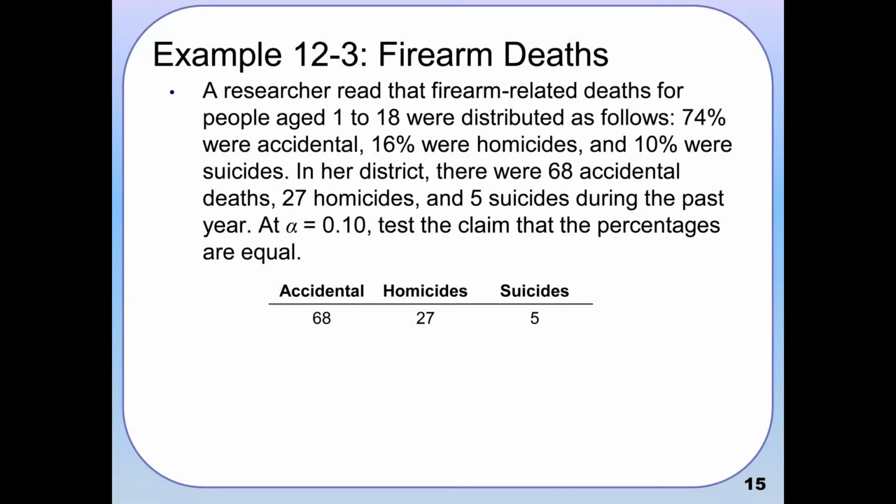A researcher read that the firearms-related deaths for people aged 1 to 18 were distributed as follows: 74% were accidental, 16% were homicide, and 10% were suicide. In her district, there were 68 accidental deaths, 27 homicides, and 5 suicides during the past year. At 0.10, test the claim that the percentages are equal.